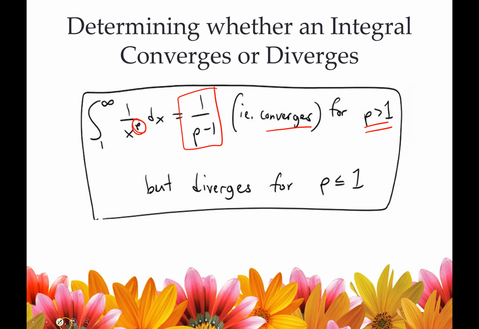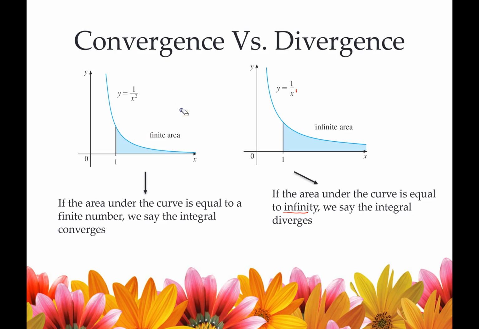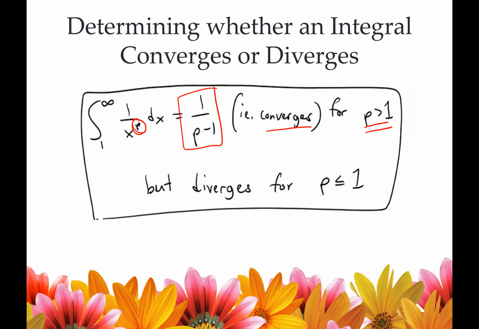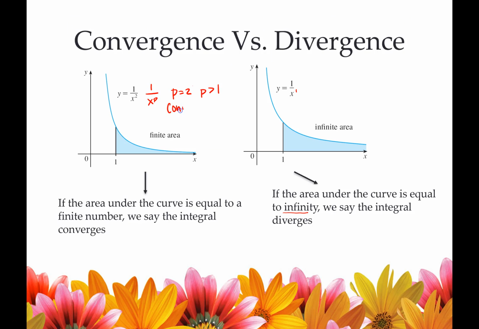So for example, if we go back here we have 1 over x to the p. So obviously our p is equal to 2, and that p is greater than 1. So in this case, we look at our rule, and because p is greater than 1, it converges. So I would say that this converges. And specifically, it converges to 1 over p minus 1. Which in this case, since my p is 2, would be 1 over 2 minus 1, which would be 1 over 1, which is 1.